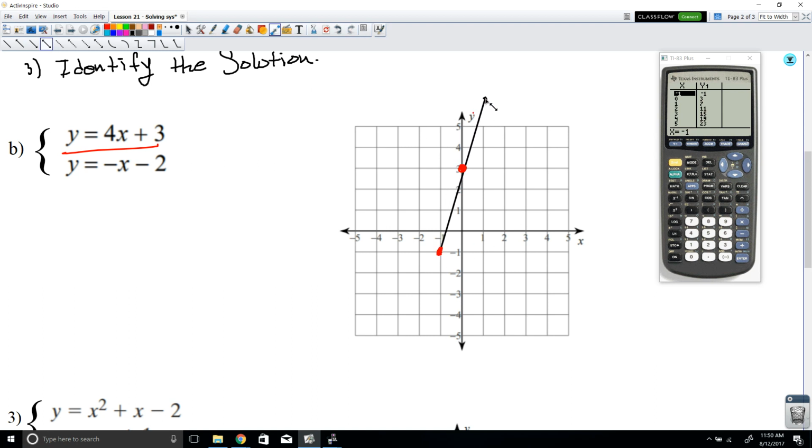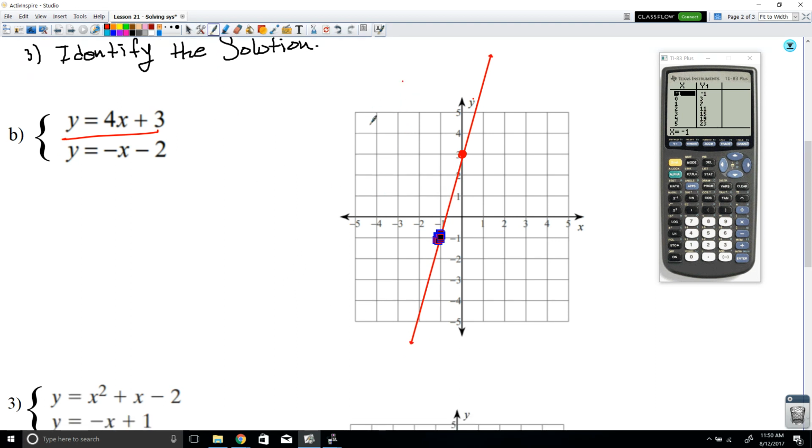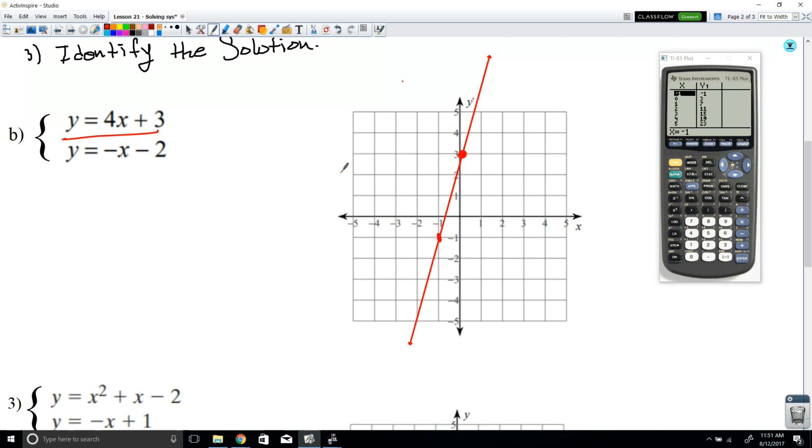Let's connect our graph. And again, let me try to make this the same color. So let's make this red. So if we graph the first equation, this is what we're going to have. What I can suggest is that after you graph, just label your line. So this is the line that represents 4x plus 3.